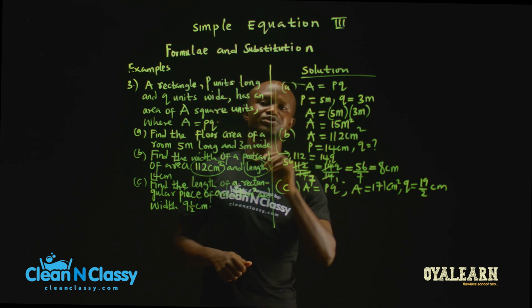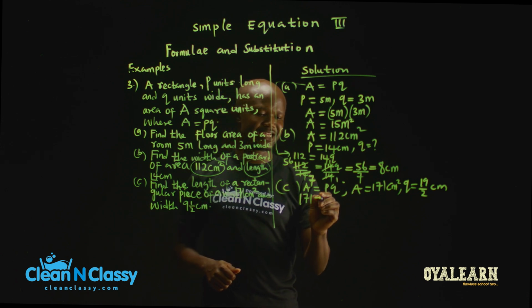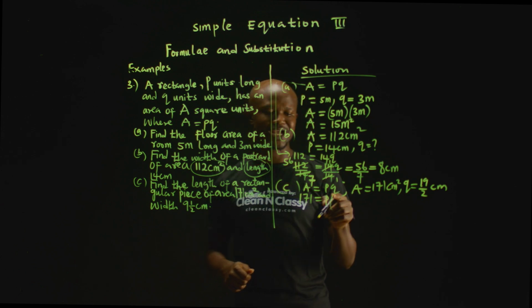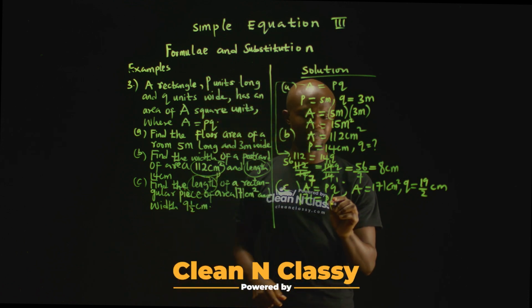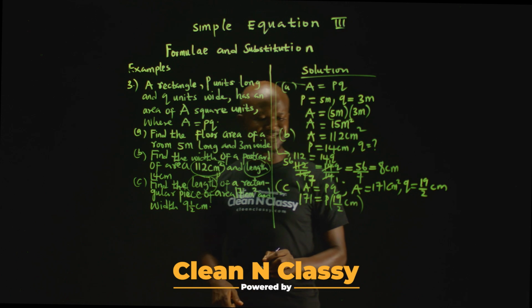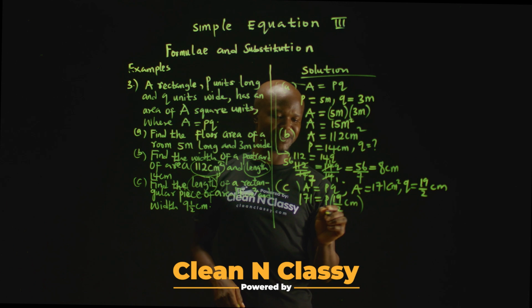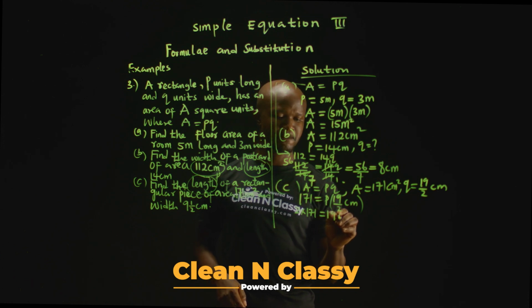From here we substitute. Anywhere we see A, we put 171, then equals P into bracket. Don't forget we are looking for P because P represents the length. So P into bracket 19 divided by 2 centimeters. In this case, we can cross multiply. By the time we cross multiply, we now have 2 times 171 equals 19P.